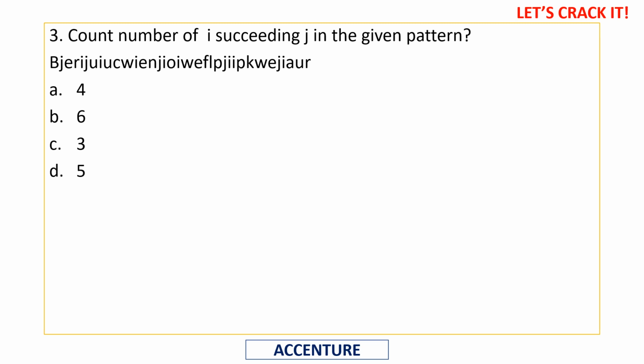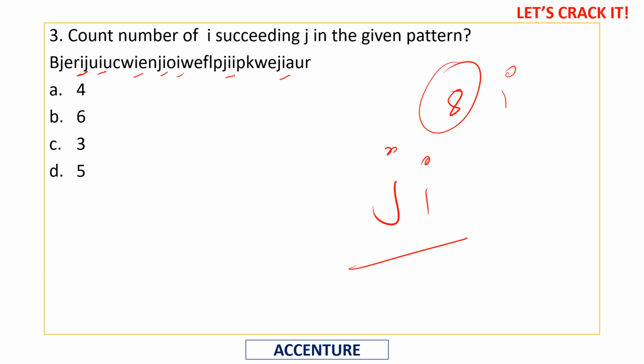And moving on to the third question, this is a very simple question, but it tests your visual skills. You have to look very carefully. You should count the number of I succeeding J in the given pattern. Let me first count the I's here: 1, 2, 3, 4, 5, 6, 7, 8. So in total there are 8 I's, but we only require I succeeding J, which means J is followed by I.